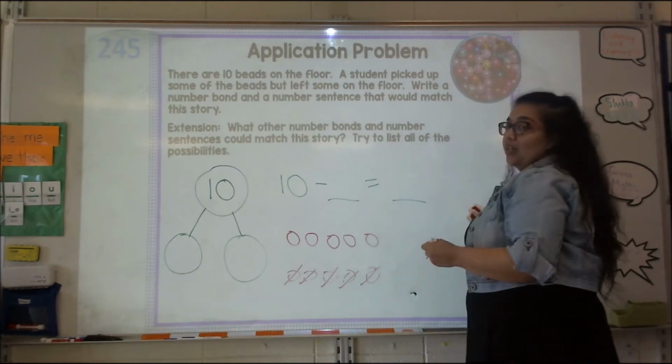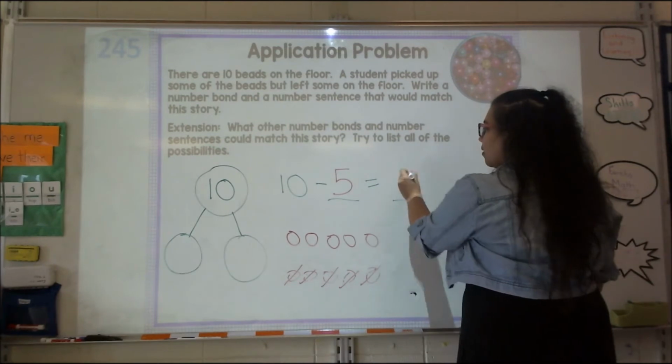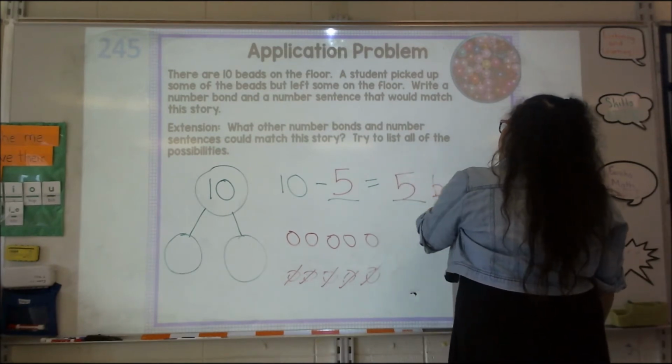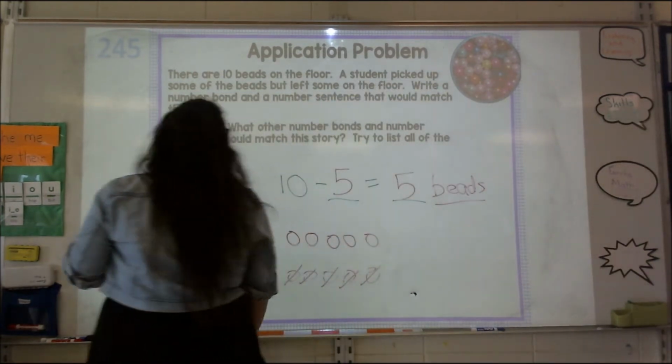Half the beads. We're dealing in double. So 10 minus 5 is equal to 5 beads. Remember, you need a word. You gotta have a word because you're dealing with a word problem.